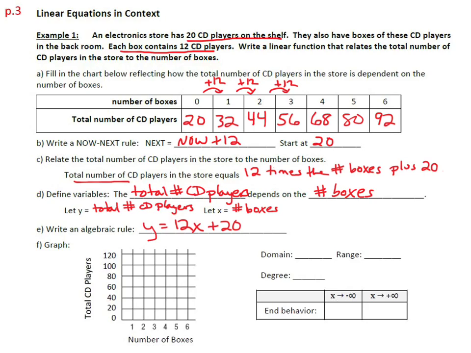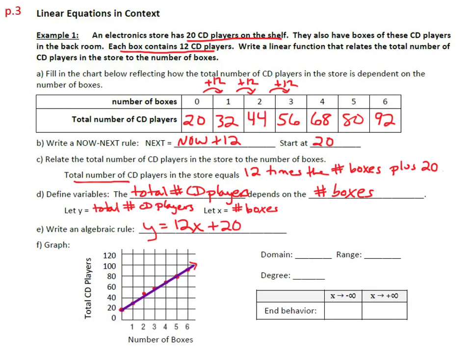Now from our rule, we can graph all of this information using the table and or the equation. We know that we start with the 20 CD players. If we add one box to the mix, then we're up to 32 CD players, which would be about there. And then if we have two boxes, we're up to about 44, about there. 3 boxes puts us at 56, so we're not quite to the 60 mark. 4 boxes puts us at 68, about there. 5 boxes, we're up to 80 CD players, and 6 boxes, we're up to 92. And then we can connect those points with the nice straight line showing that yes, we do have a linear function.